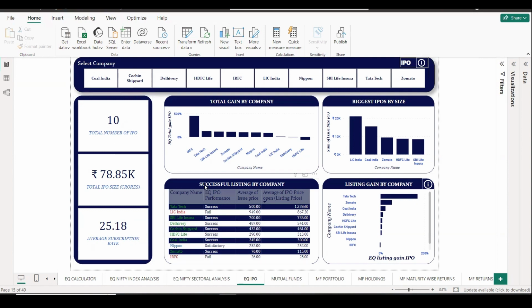So you can see here this table shows the successful listing of companies. For example, here whatever is marked in green is a successful IPO, and whatever is marked in red is a failed IPO. For example, if I take a green IPO here, Tata Tech is a success because the issue price quoted by the company is 500, whereas the IPO listed or the opening listed price, the first day in the market, the price quoted after the individual investors or people traded in the market is almost 1,400. So this is a highly successful IPO. But you can see for LIC India, it's failed because the price quoted by the company was 949, but after getting listed, it decreased to 867. So that is what this page is all about.